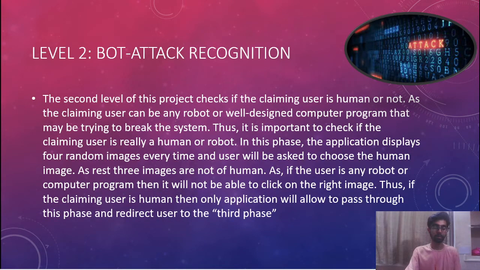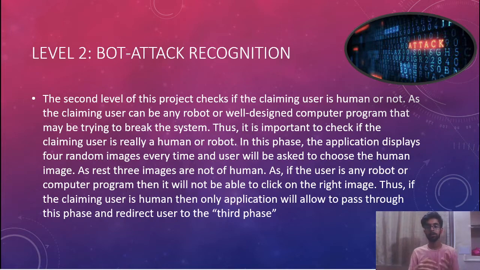Next, this is the bot attack recognition, the second level. The second level of the project checks if the claiming user is human or not, as the claiming user can be any robot or well-designed computer program that may be trying to break the system. Thus, it is important to check if a claiming user is really a human or robot.